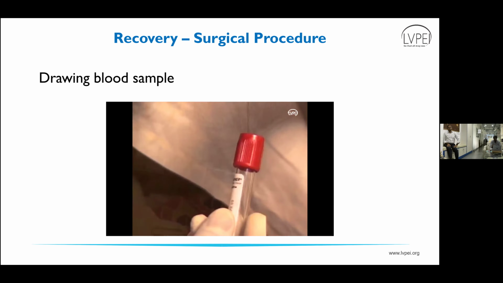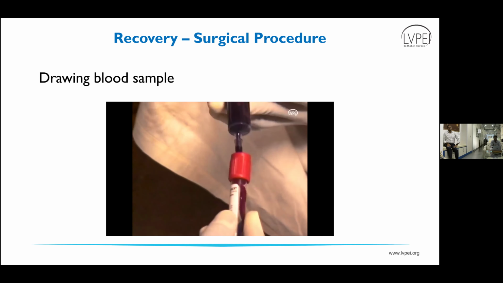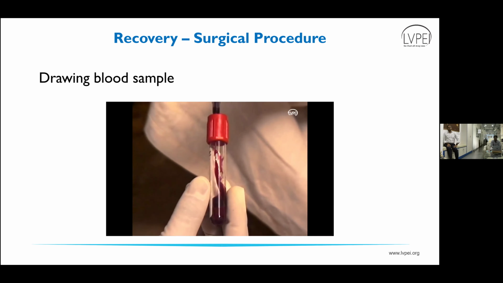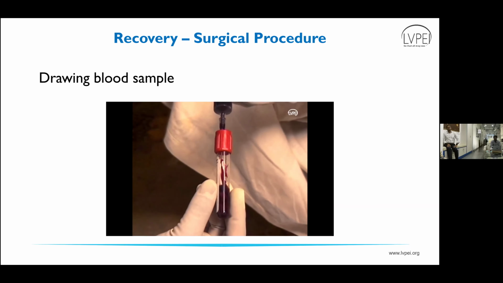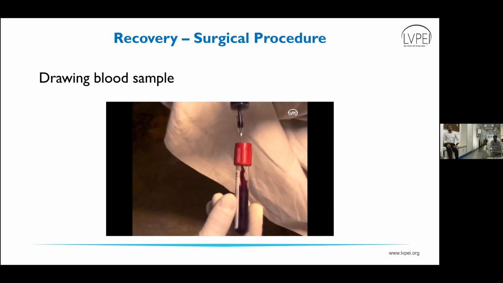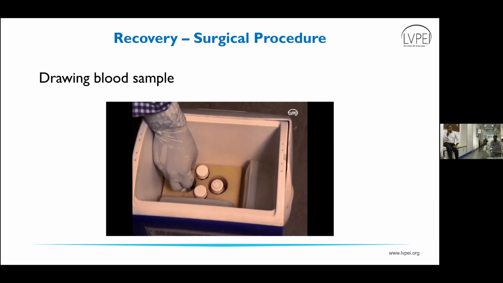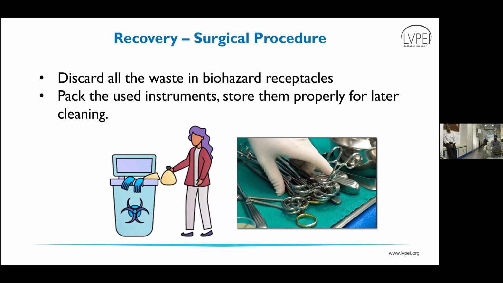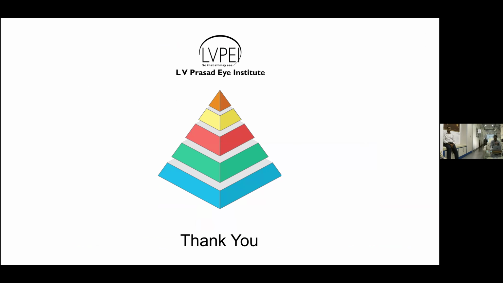Now, as you all know, we need to do the serological testing for HIV, hepatitis B, C, and syphilis, right? So transfer it into a vacuum container and place it in a flask. Discard all the waste in biohazard receptacles, pack the used instruments properly back into the tray, and store them properly for lab cleaning. And that's all about the corneal recovery.